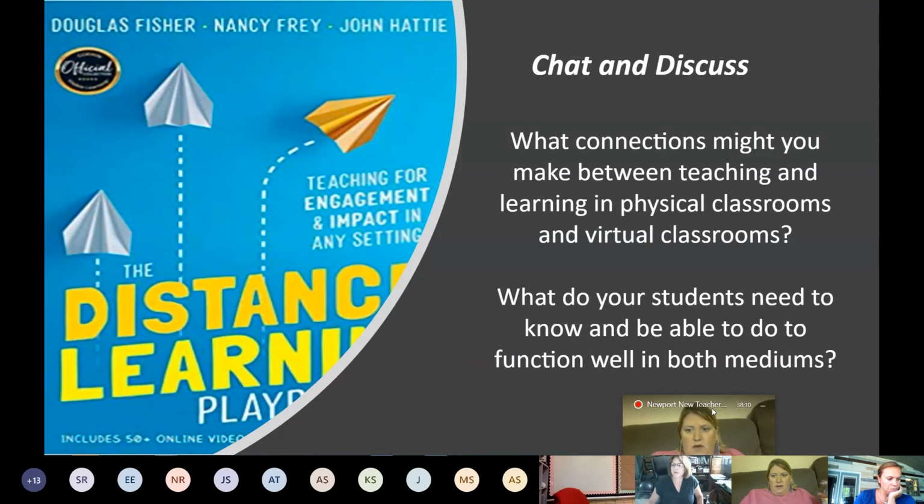Both virtual and in-person instruction require engaging lessons and standard-based content, and students need knowledge of technology. It's important to consider how well they can connect and use the technology. Students will need to know how to take ownership of their learning. In order for this to work, teachers must be there to support student needs. This goes for both in-person and virtual.